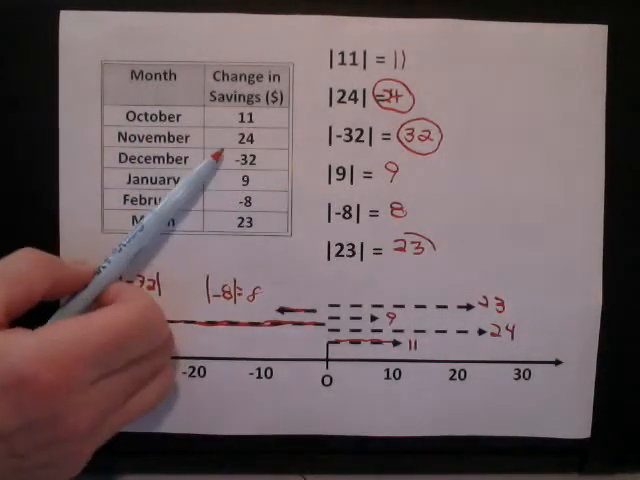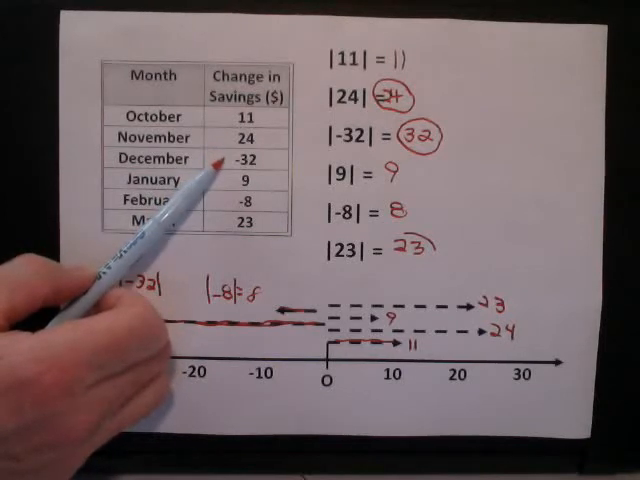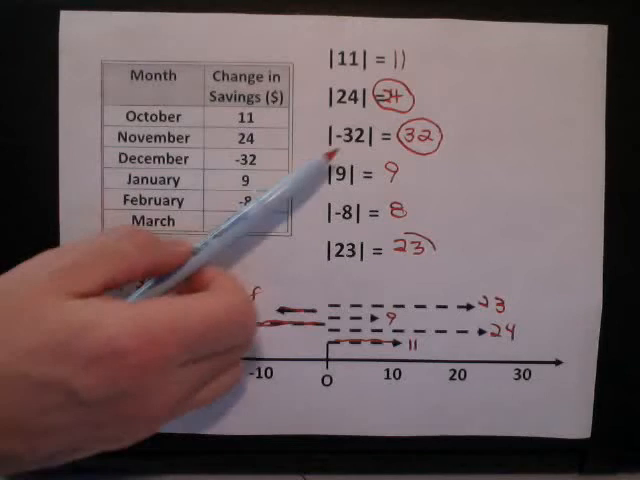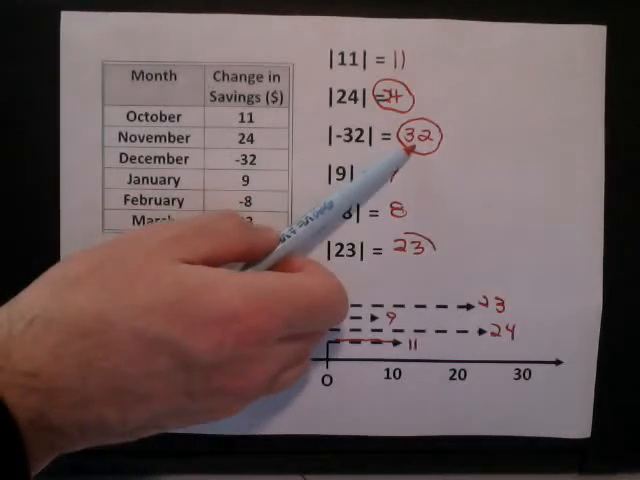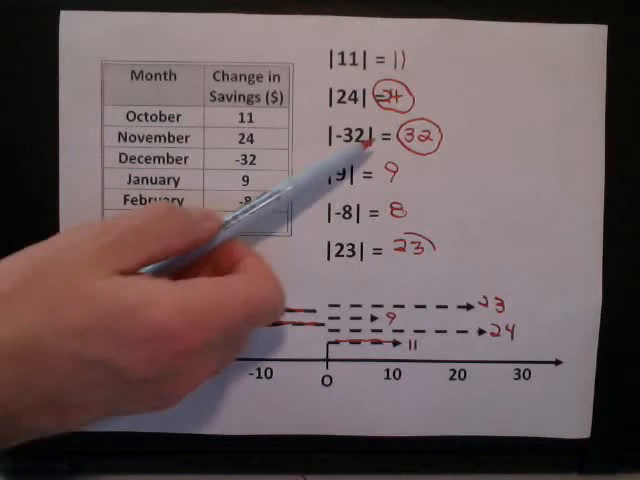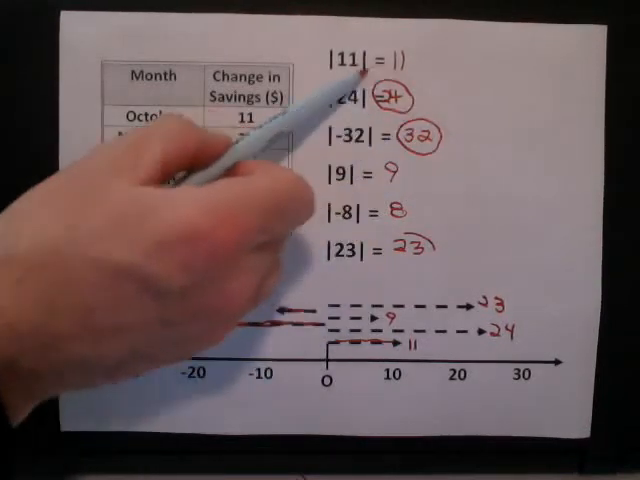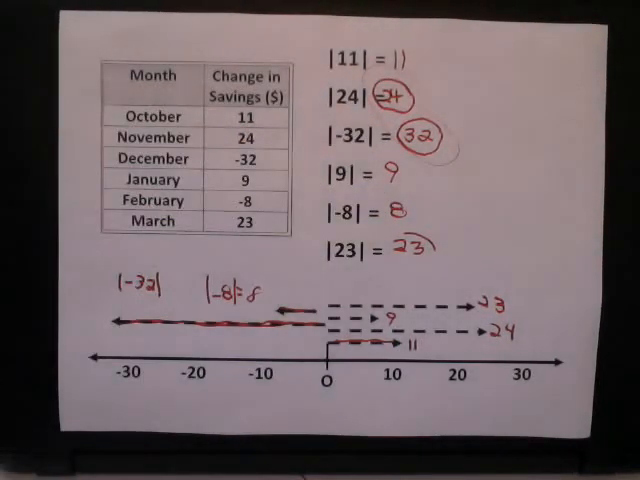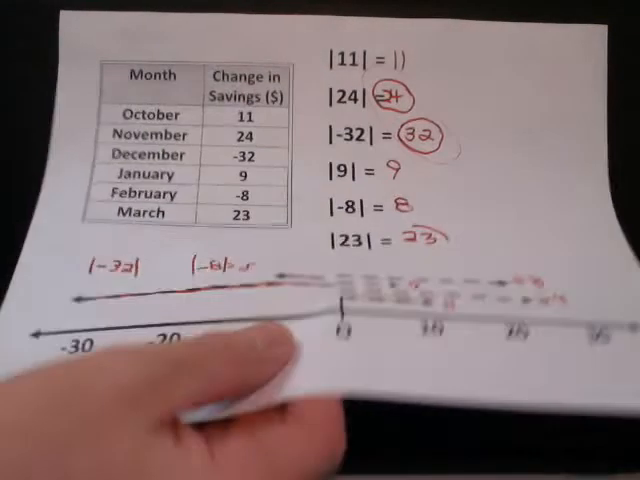Okay, and even though this was a negative change, if we look at absolute values, it tells us that it was 32 units of change, and in November it was 24 units of change. And so these are the ones that gave you the greatest amounts of change. Okay, and that's how you would use absolute value in certain situations.